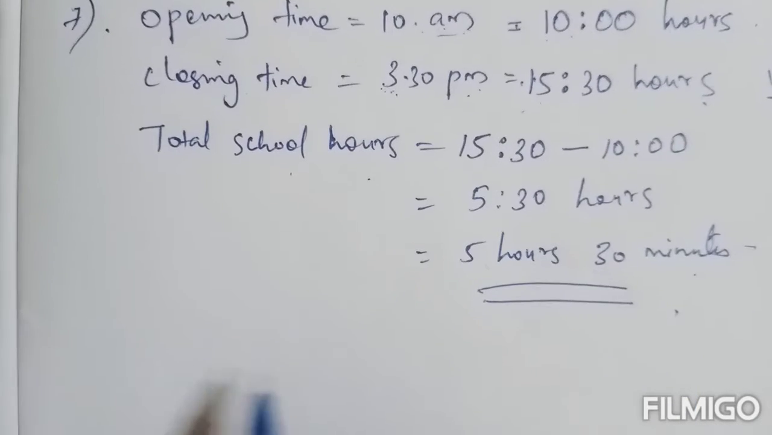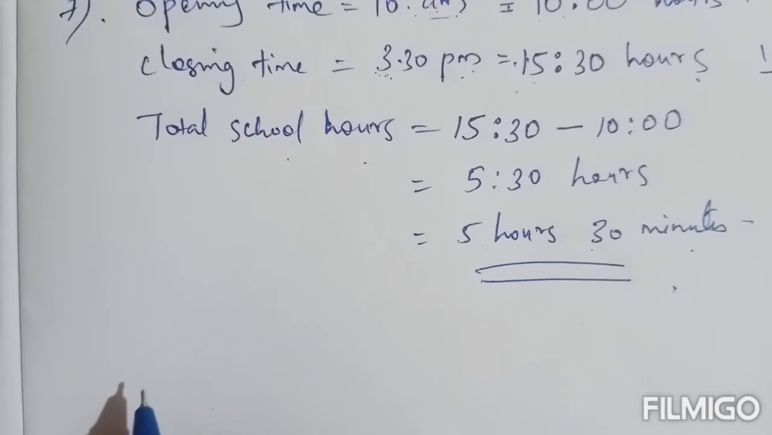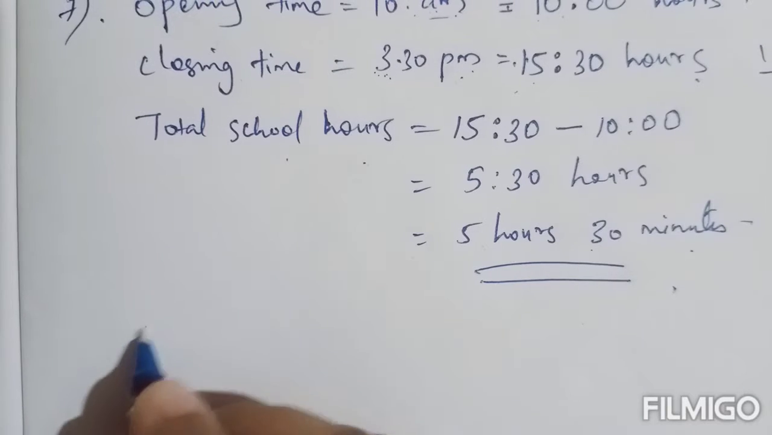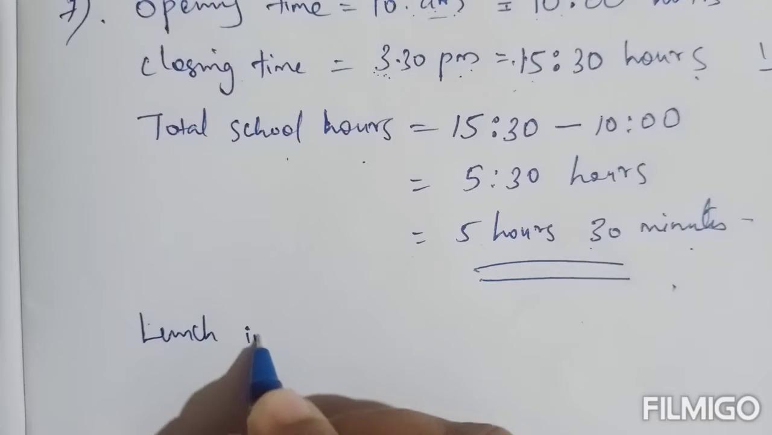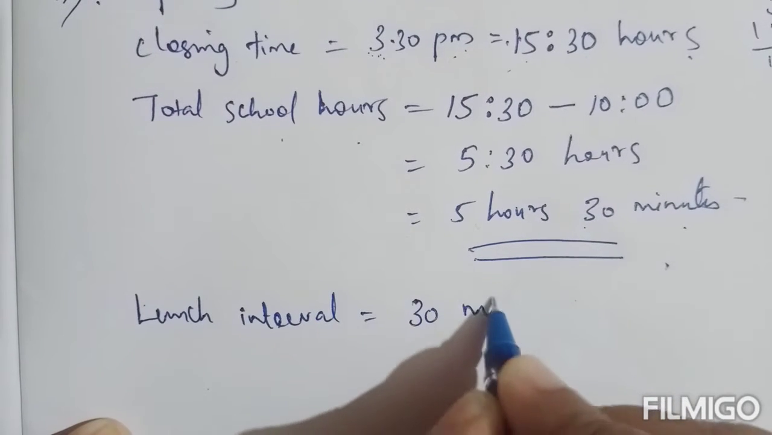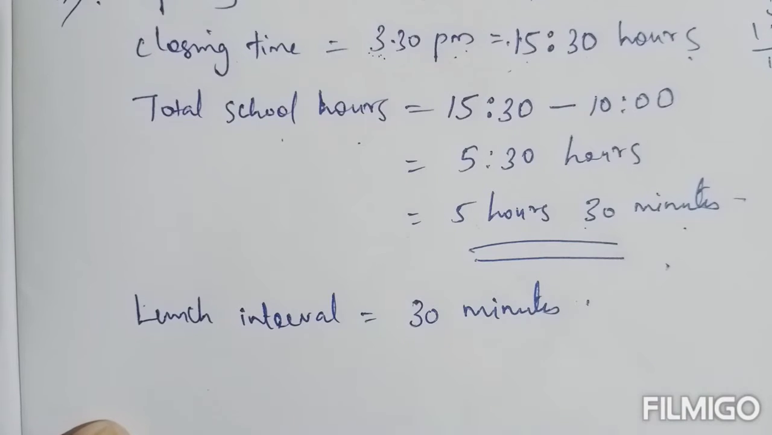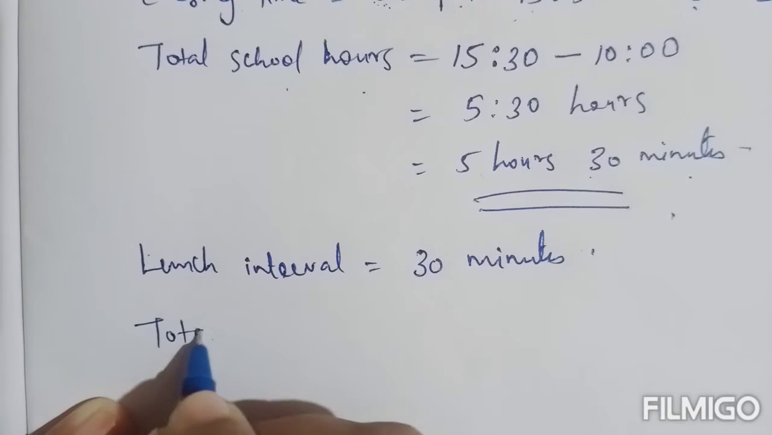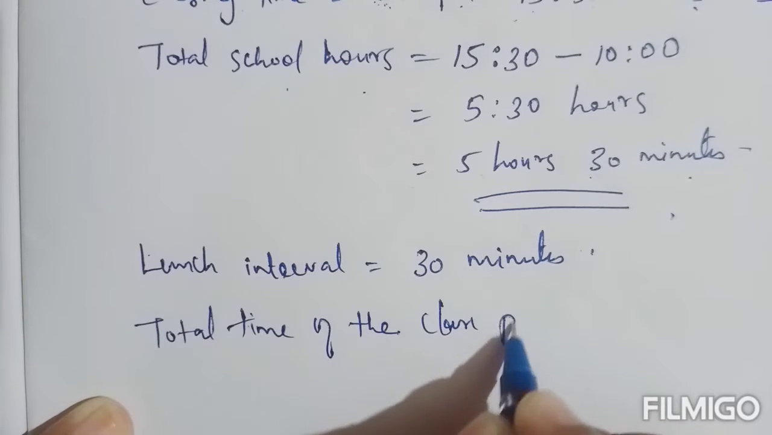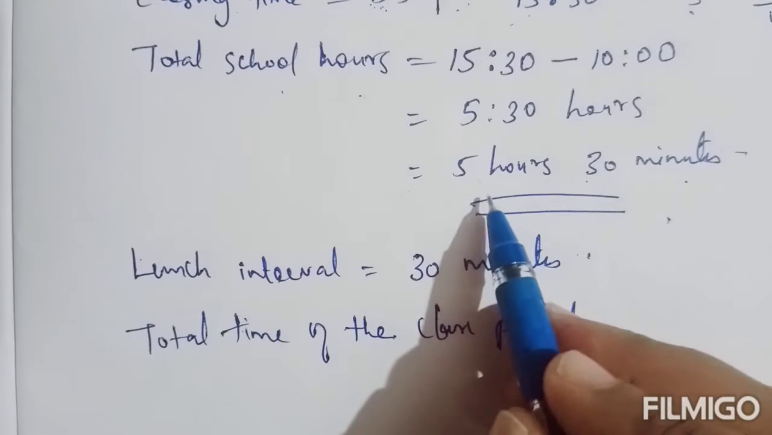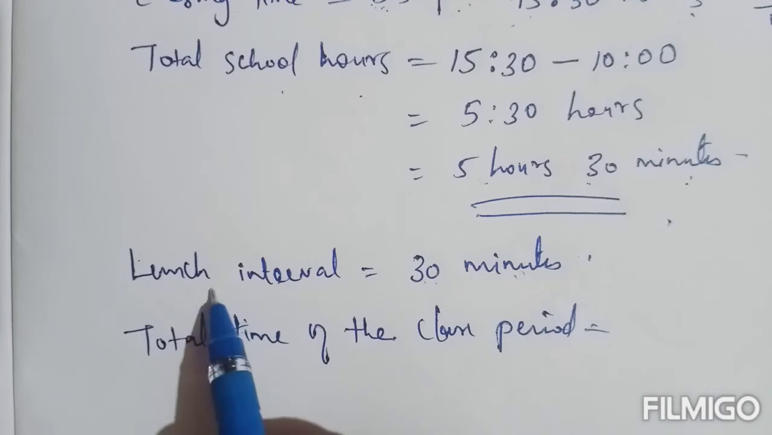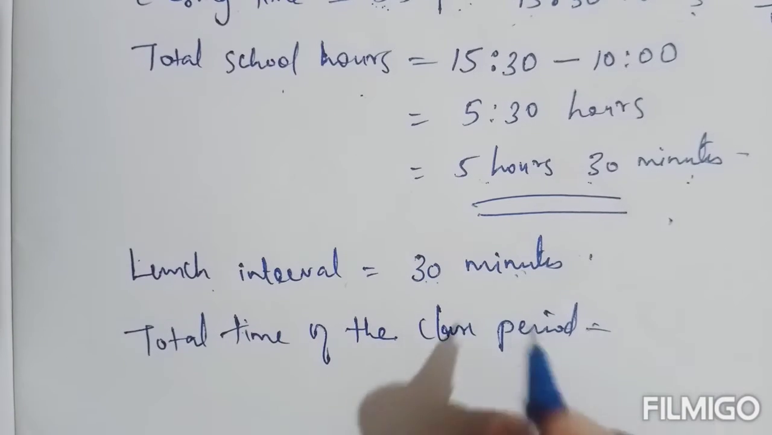Next, what do you need to find? The ratio of lunch interval to total time of class periods. The lunch interval is given in the question as 30 minutes. So how can we find the total time of the class period? The total school hours is 5 hours 30 minutes. Out of that, 30 minutes is for the lunch interval. So how can you find the total time for class periods?